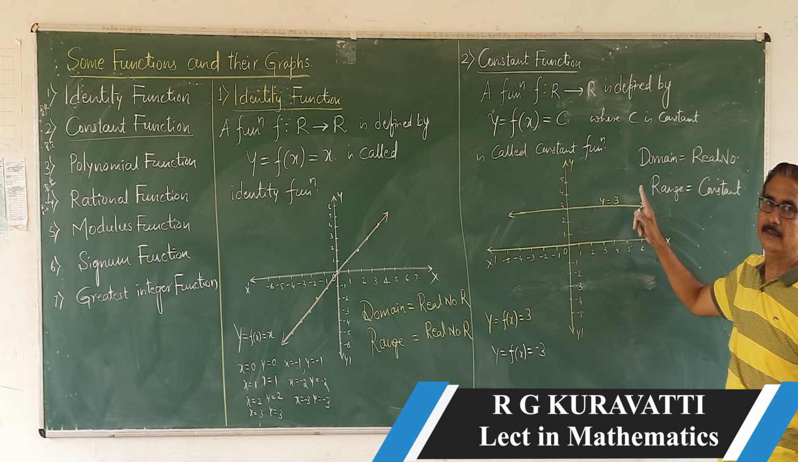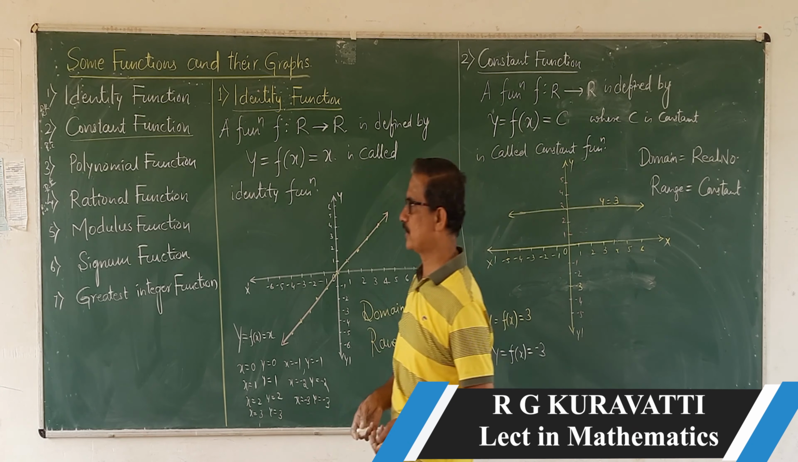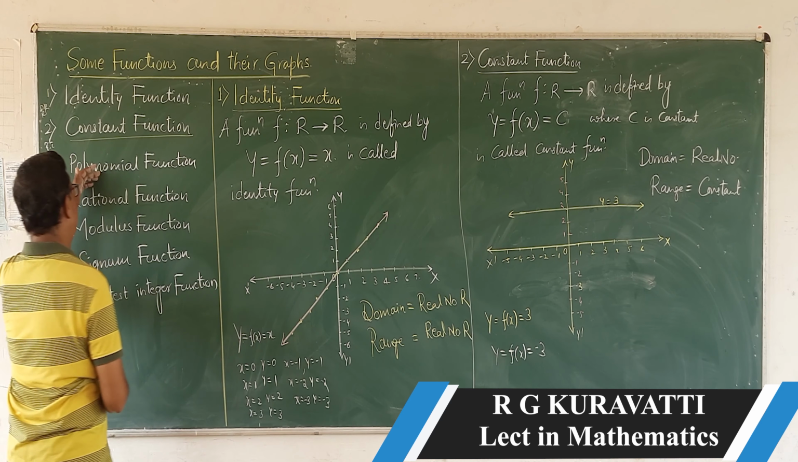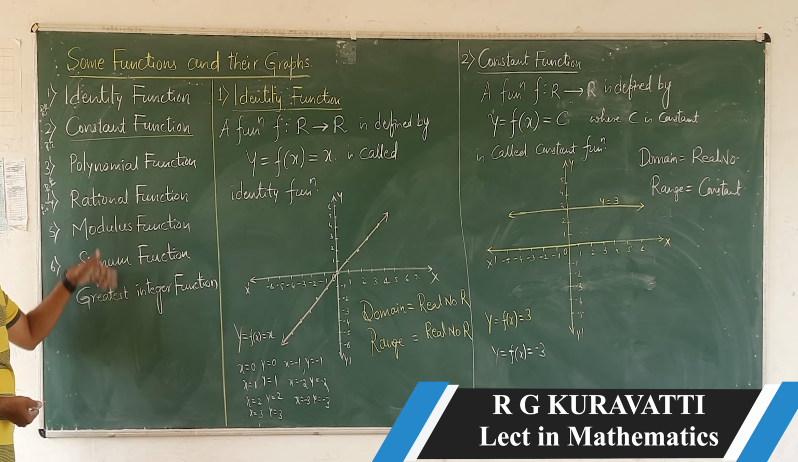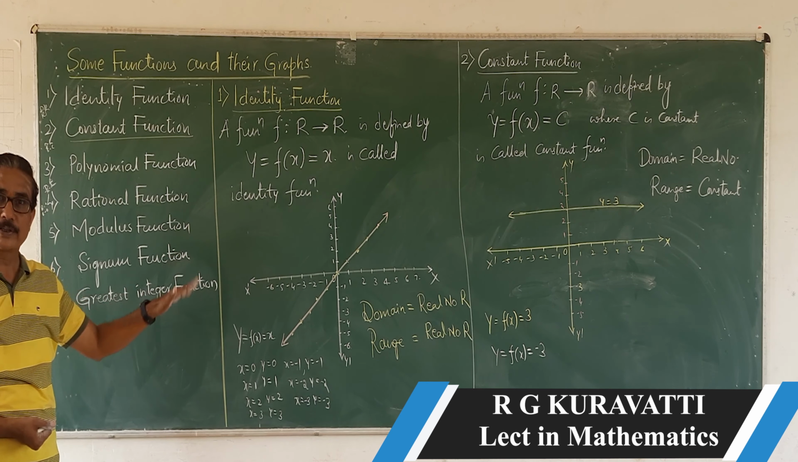Is it clear? Okay. So the next type is polynomial function, then rational function. The remaining types we will discuss in the next class. Clear, students? Okay. Thank you.